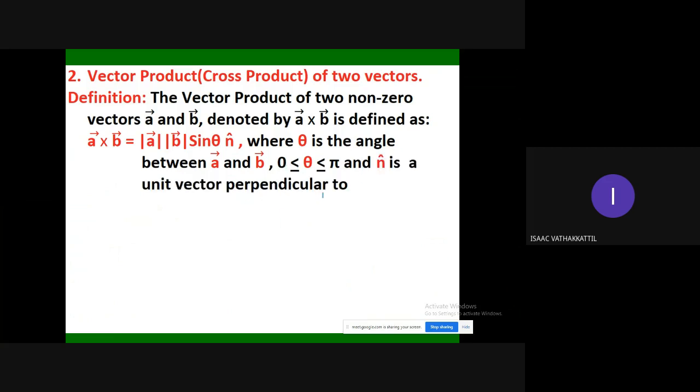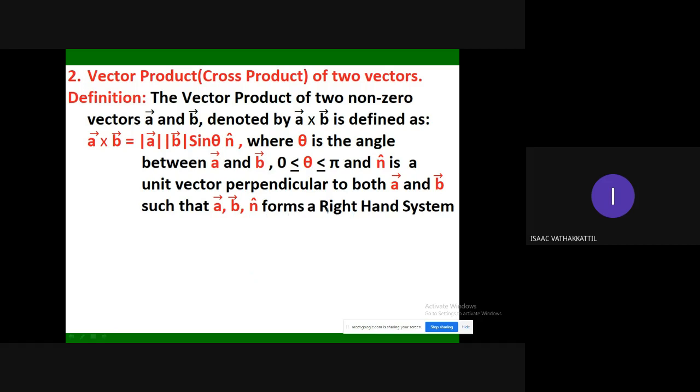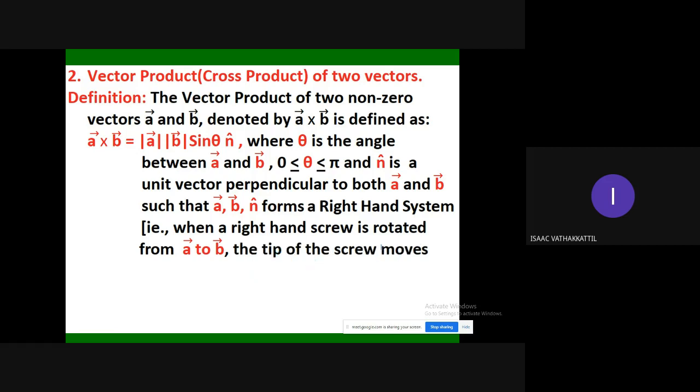n cap is a unit vector perpendicular to both A and B, such that A, B, and n form a right-handed system. Very important. A, B, n form a right-handed system. When a right-handed screw is rotated from A to B, the tip of the screw moves in the direction of n cap. So that is the direction of n cap.